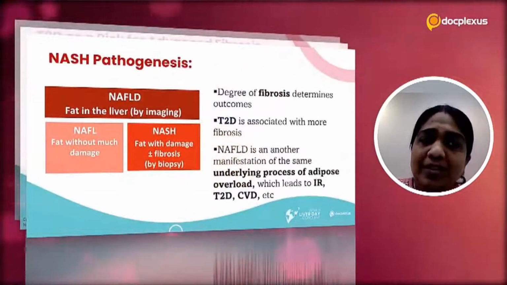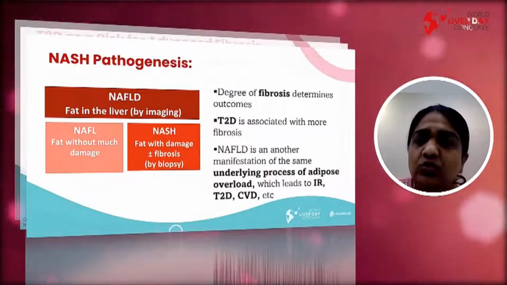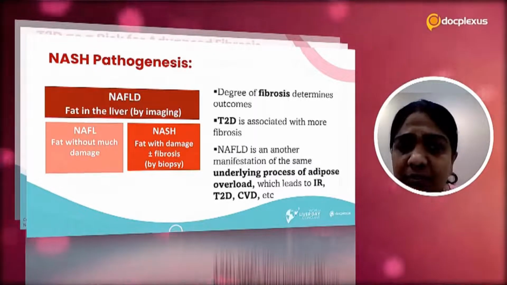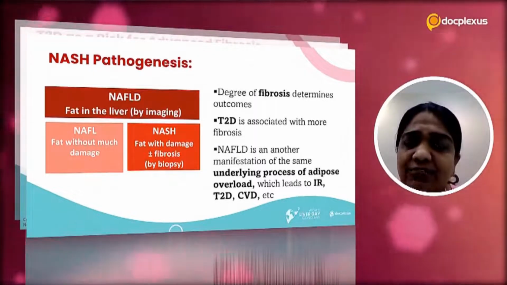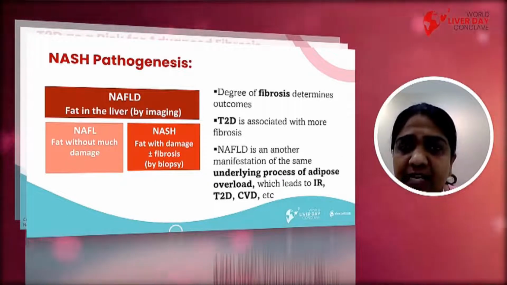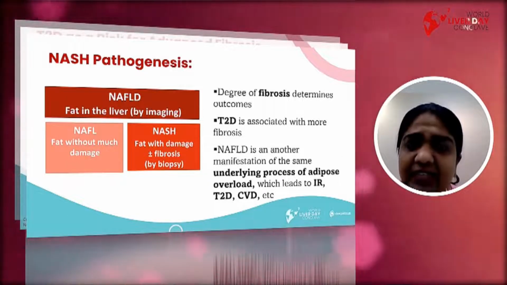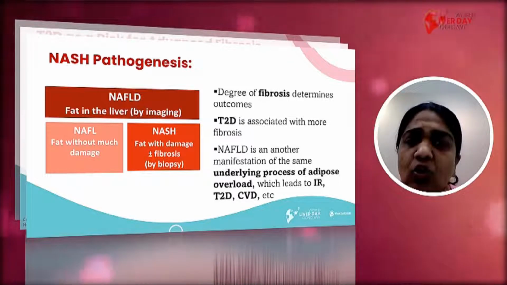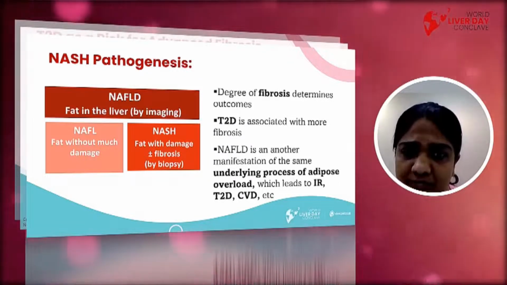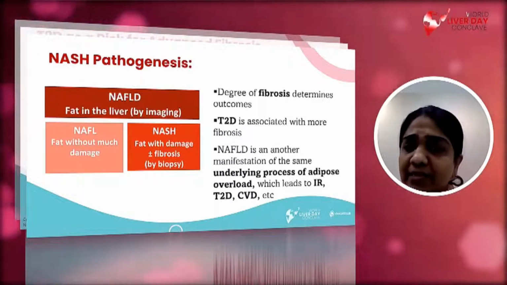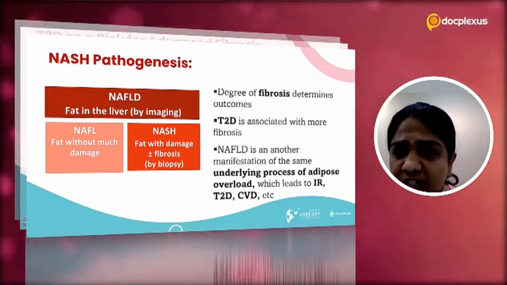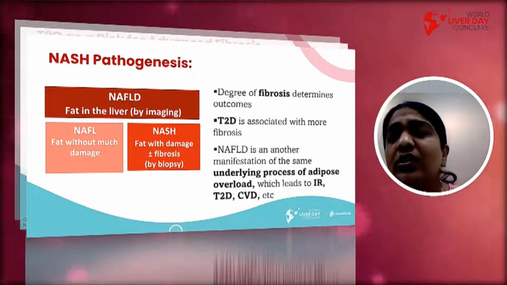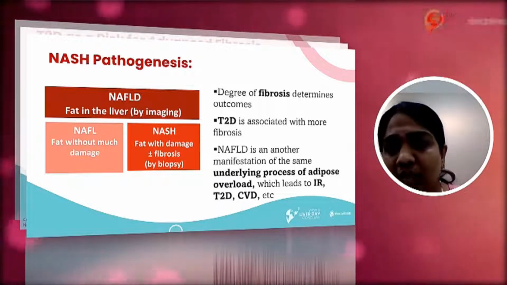Coming to the pathogenesis of NASH. So this is mainly fat in the liver, which is seen either by imaging, and this excess adipocyte collection there can damage the liver, can lead to some inflammation along with or without fibrosis. And diabetes is a major association. Basically, NAFLD is nothing but one more manifestation of metabolic syndrome.